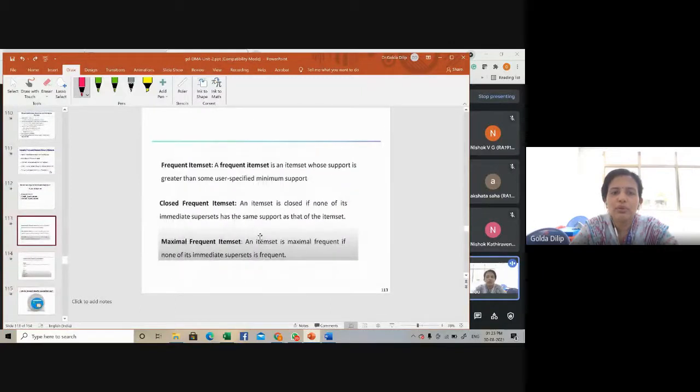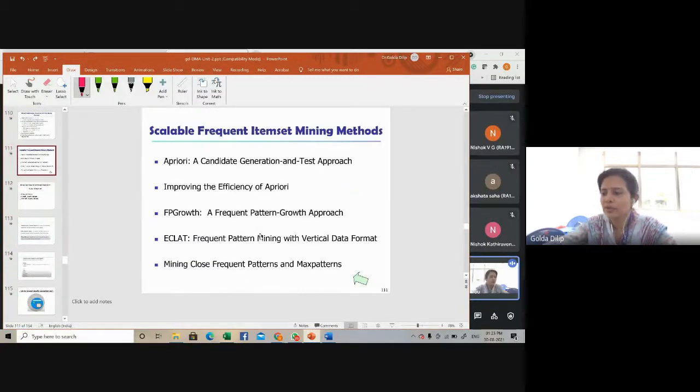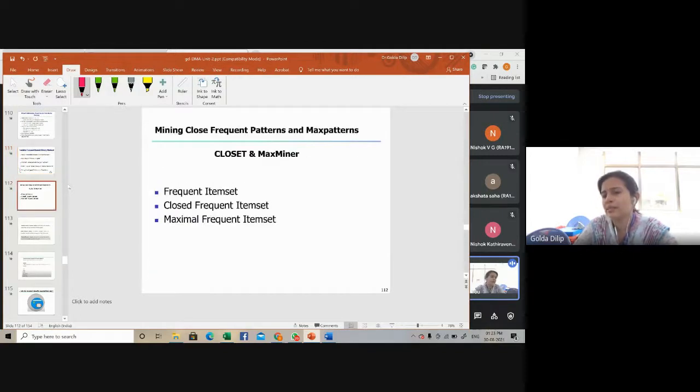Okay, so now moving on to the last topic of this unit. This is what we have discussed so far. These topics are over. We're moving on to the last topic of the second unit, mining closed frequent patterns and max patterns. For closed frequent patterns, we have what is called CLOSET pattern mining. For max patterns, the name is what we call MaxMiner. MaxMiner mining and CLOSET mining.